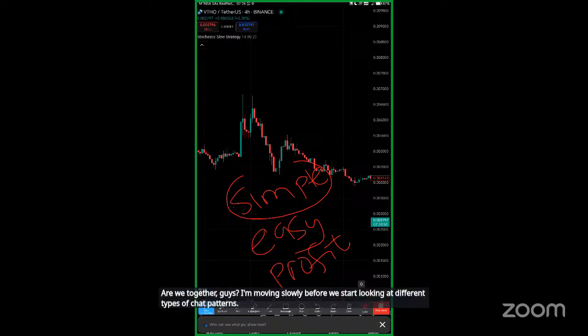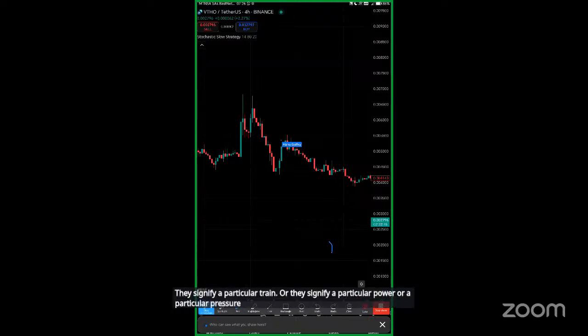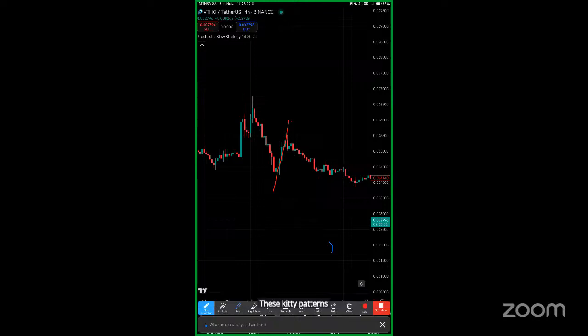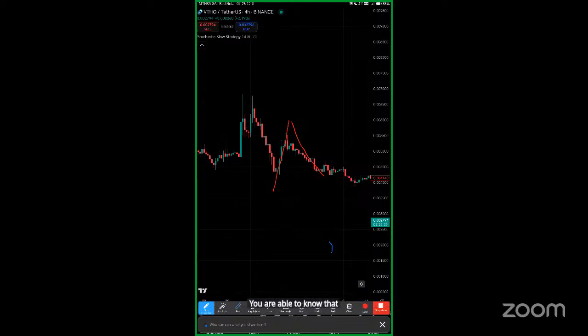All right. So these chart patterns are signals. They signify a particular trend, or a particular power or pressure. These chart patterns can signify that the market is going up. They can signify the market is going down. That's why I'm saying, if you understand these chart patterns, they are profitable. You are able to know that this chart pattern is signifying that the market is starting to rise.